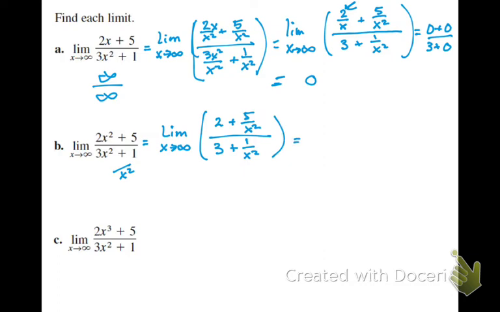So 2 is 2, right? And 5 over x squared is 0. And 3 is 3. And 1 over x squared is 0. No, it is not. Oh, wait, no, it's not. You're right. This one got 2/3.